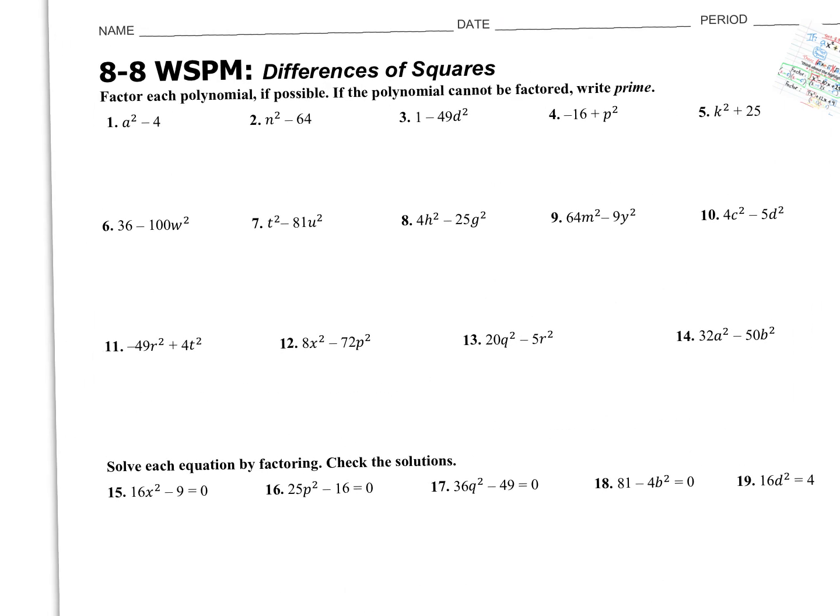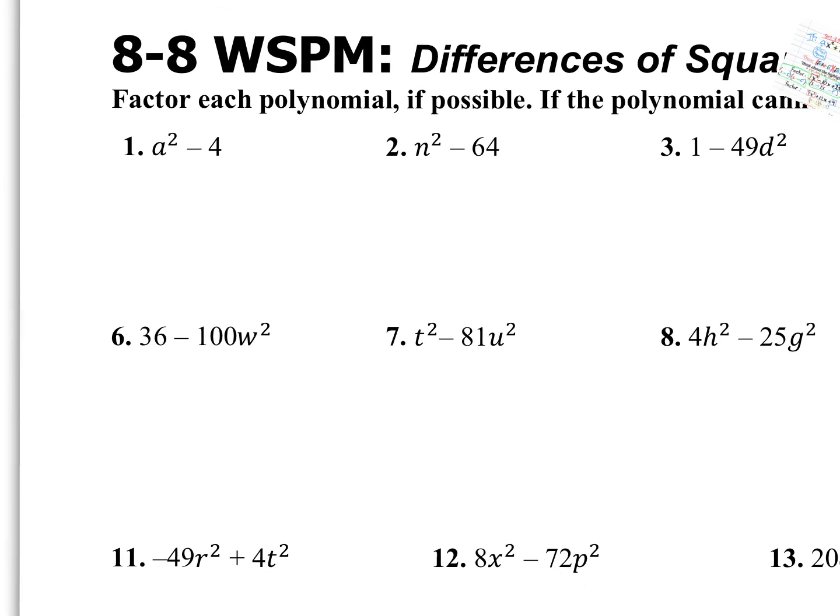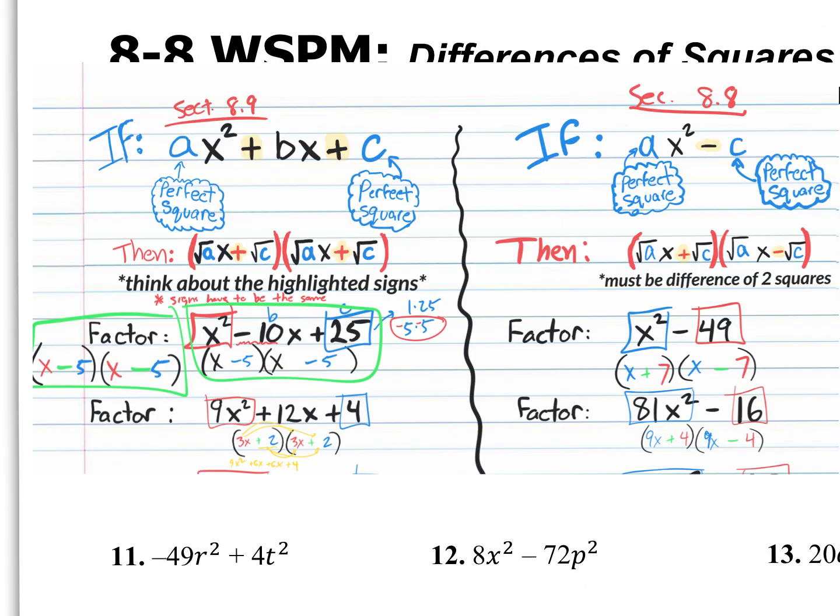So this is a video explaining the questions on section 8.8 WSPM. And here are the notes. In this section, we're doing the difference of two squares mainly. But then again, it says factor. You may have to use other factoring methods that we've learned.